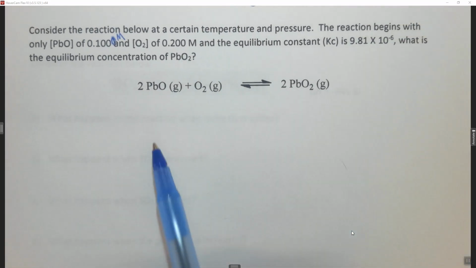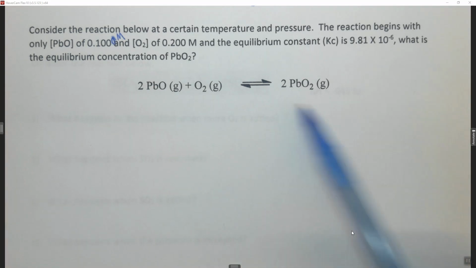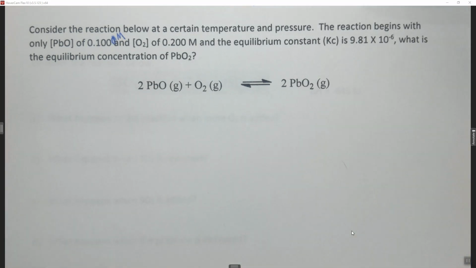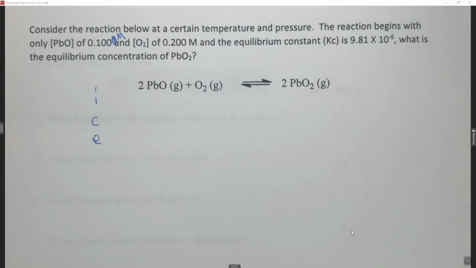So this is kind of a strange reaction because we have lead 2 oxide in the gas phase, but at a high temperature, I guess it's possible. So let's take a look at this. So we're again going to need this ice table, okay? And this is very similar to the previous one.